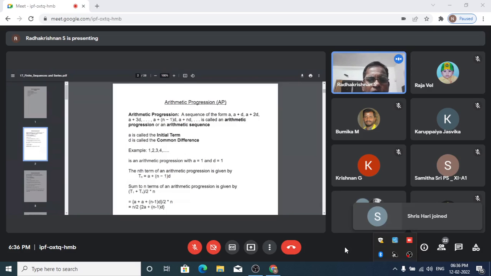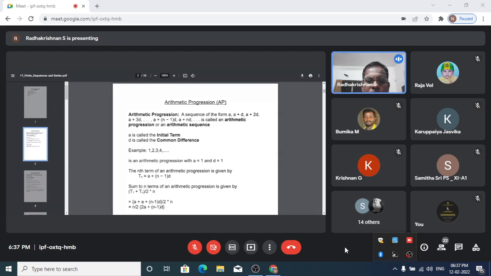So the nth term of an arithmetic progression, this is the formula: Tn equal to a plus n minus 1 into d. Okay. So you can see that for every term there is an increment of d. Therefore, starting from the first term, for the nth term there will be n minus 1 increments. So that is given by a plus n minus 1 into d.